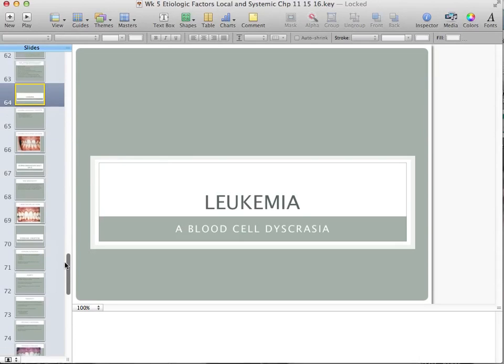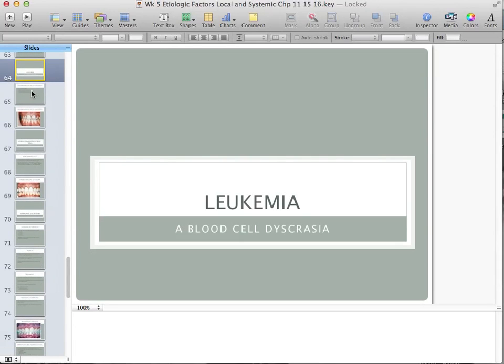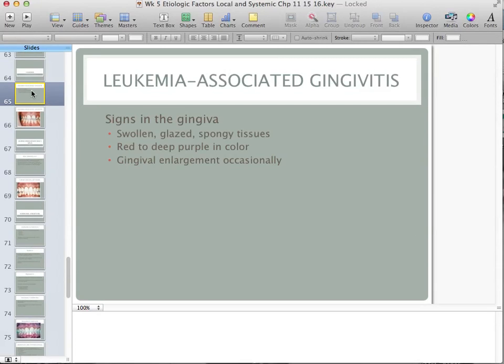Now let's go over leukemia. Leukemia is a blood cell dyscrasia or disorder. So remember, leukemia is when you have an issue with the white blood cells. So, leukemia-associated gingivitis. This is signs in the gingiva that are swollen, glazed, or spongy. You can also have really red and deep purple colored gingiva, and then gingival enlargement.